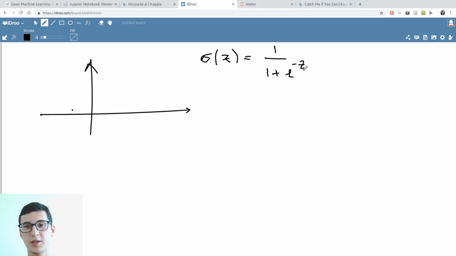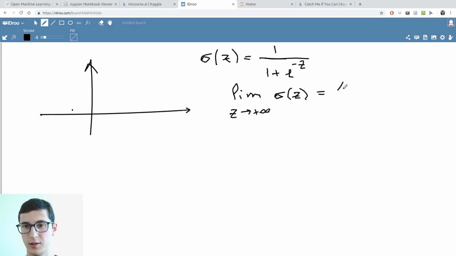What if z goes to plus infinity? Then the denominator will be really close to 1. Yep, so e to minus z, if z is plus infinity, will converge to 0. And so, putting it mathematically correctly, if z tends to plus infinity, the sigmoid limit is 1, right? So z is really, really high, e to minus z will be really, really low, and so this will be 1 divided by 1, so just 1.